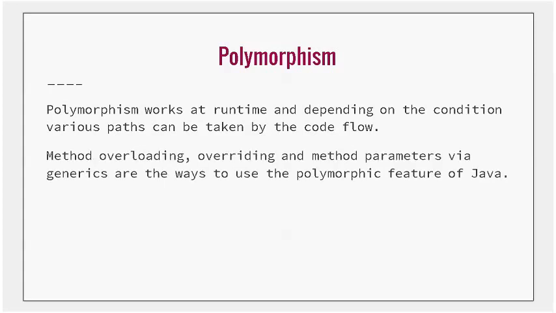So the ways polymorphism is done in Java are overloading, overriding, and also method parameters via generics. So these are the main three types of how polymorphism is done in Java, and we will see some small examples of polymorphism using overloading and overriding.